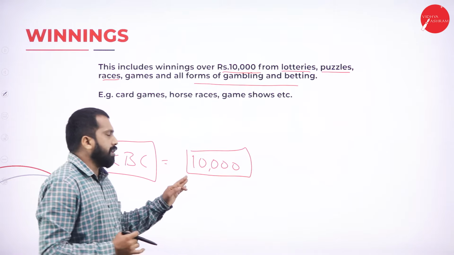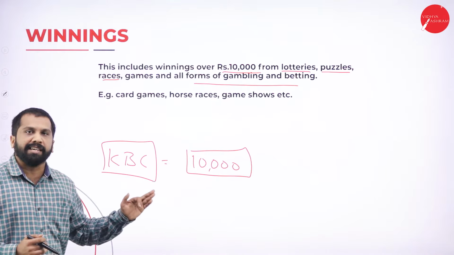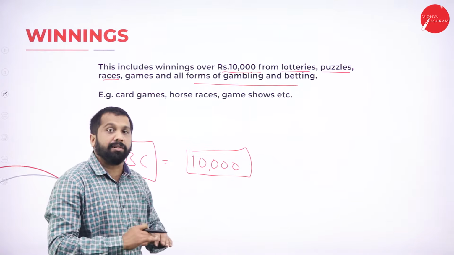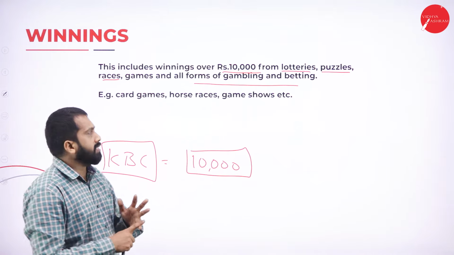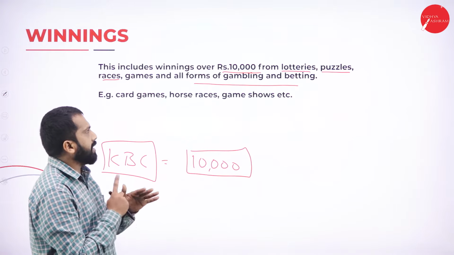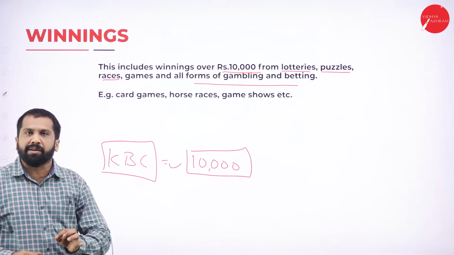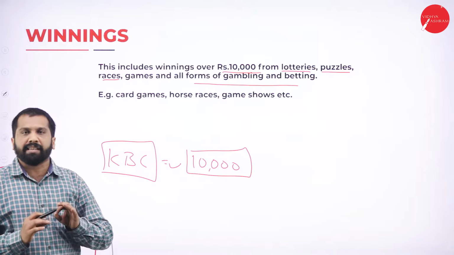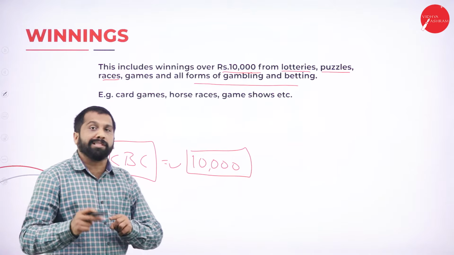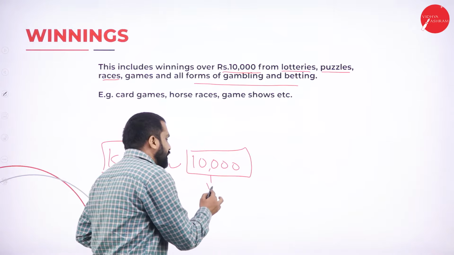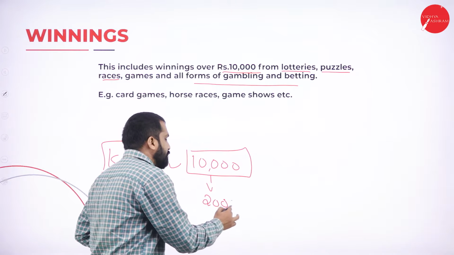Now, what is your winning amount? 10,000. Is there any tax on 10,000? No. Any winning from horse race, puzzle, lottery and all, up to 10,000, no tax. In case you also answered the fourth question, 10,000 will become 20,000, double.